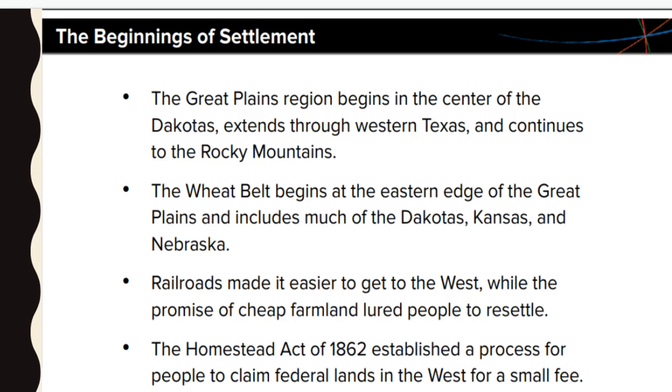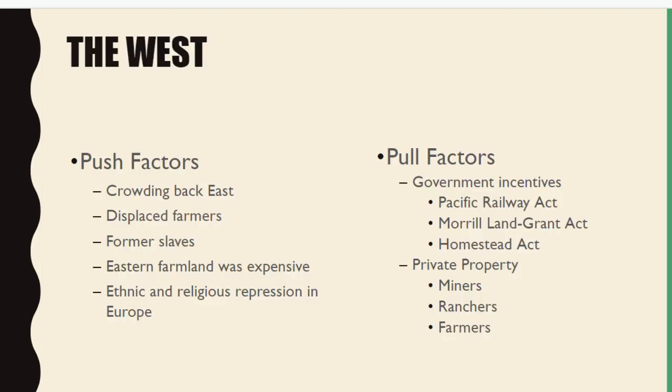for a very small fee. So to think about this, we have what we call push-pull factors. Things are going to push people to move to the west, but they're also going to pull people to the west. Push factors are the reasons why people had to leave somewhere else to go to the west. Some examples are crowding back east, displaced farmers, the former slaves that we've talked about before, expensive eastern farmland, and ethnic and religious repression in Europe.